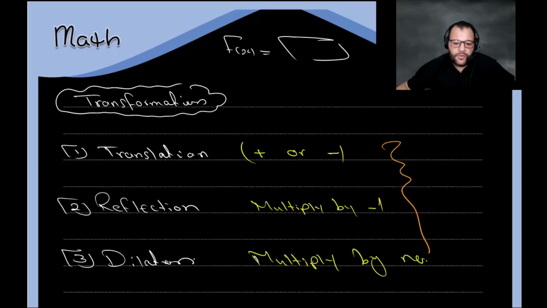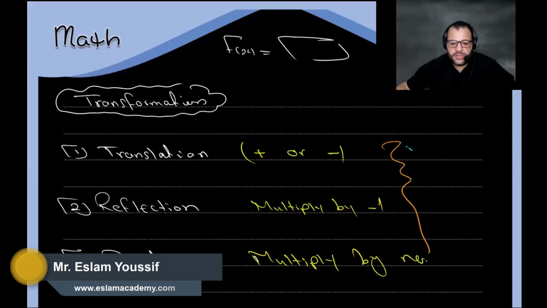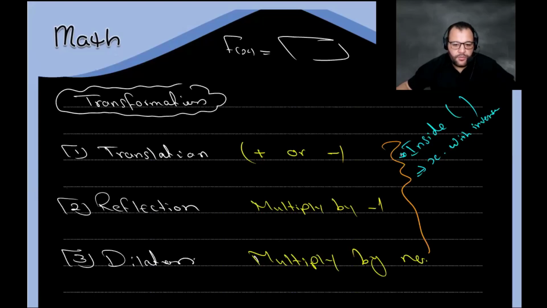So we can say that inside the bracket, the opposite operation affects x with the inverse operation. Outside, it affects y with the same operation. Any problem? If you didn't understand this one, we can repeat it. This you have to memorize. Can you repeat it?